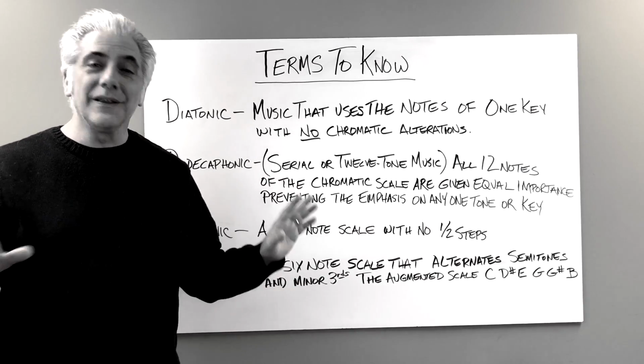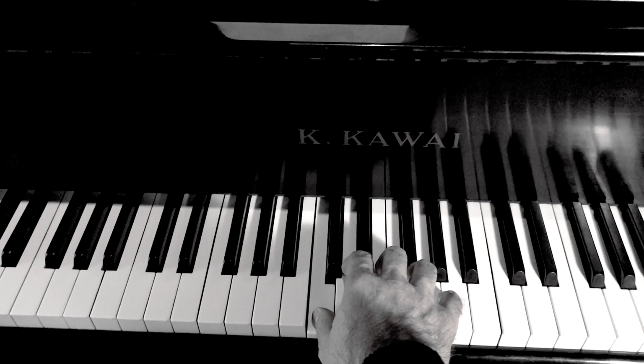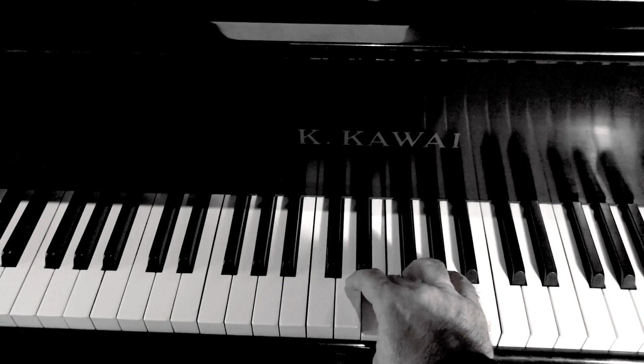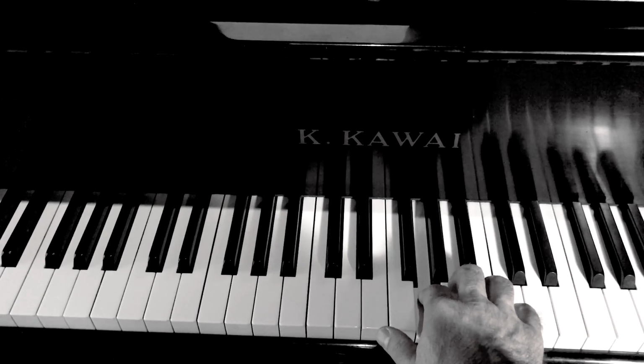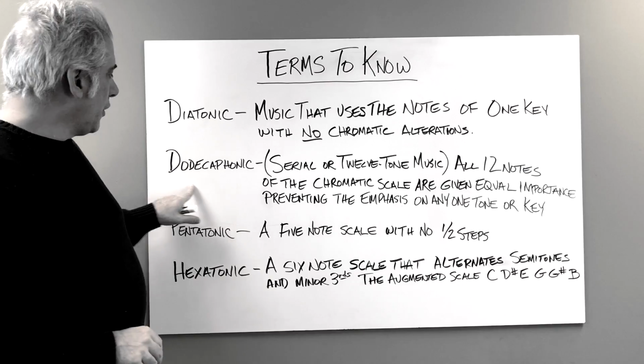That's the diatonic scale. The first scale that we're going to go over is the diatonic scale. In this instance, it will be C major. Diatonic means that it is all notes within the key without any chromatic notes. So this will be all the white keys starting on C: C, D, E, F, G, A, B, and then back to the tonic.